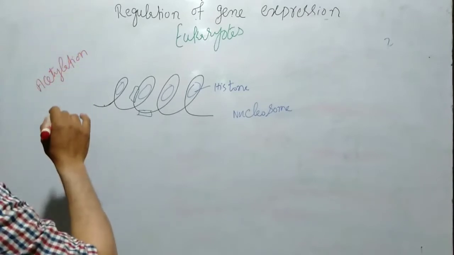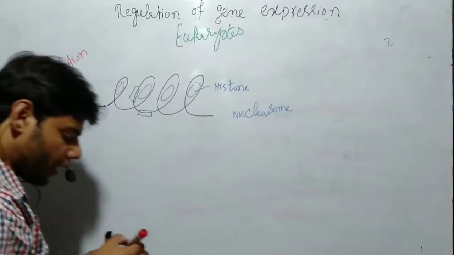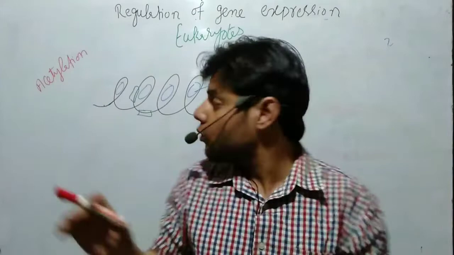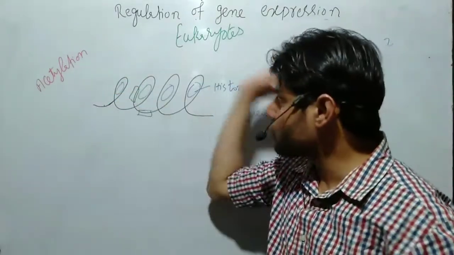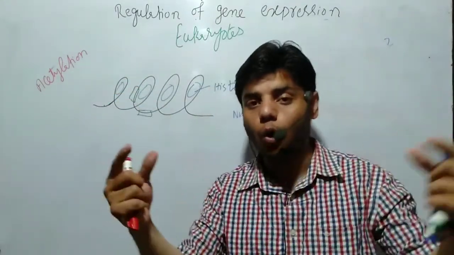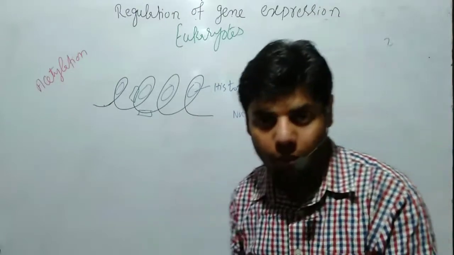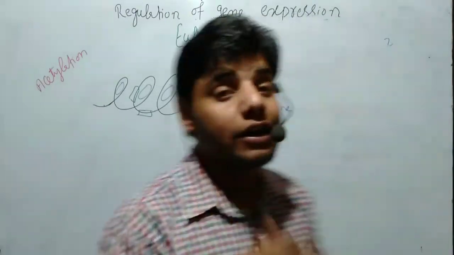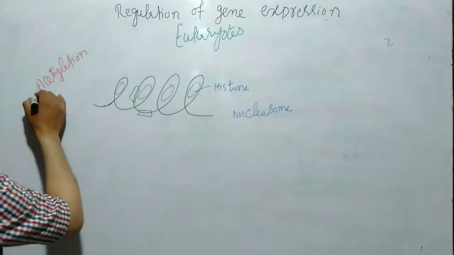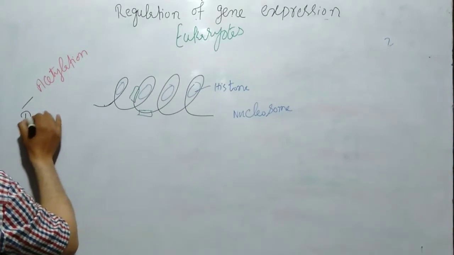So through this acetylation, what happens? The histone protein will be removed and the DNA will be open, in a simple form. Okay, then we have another process which we call deacetylation.